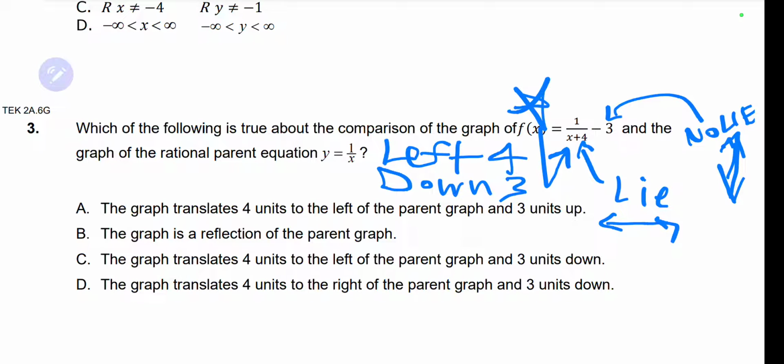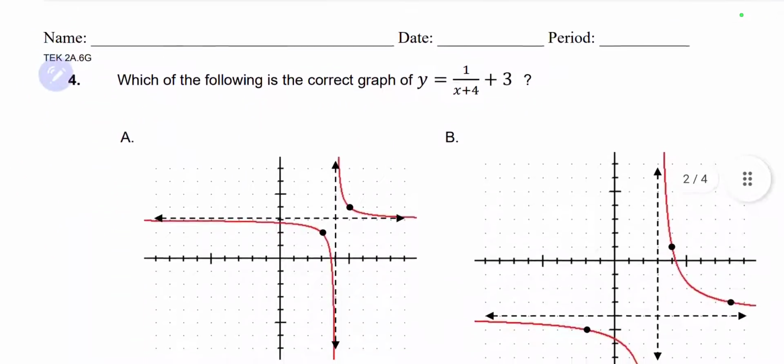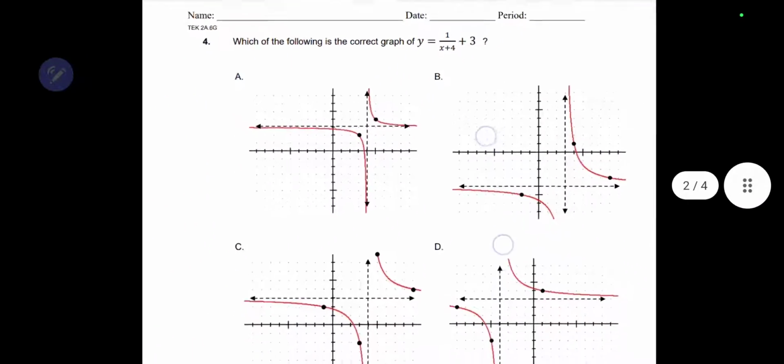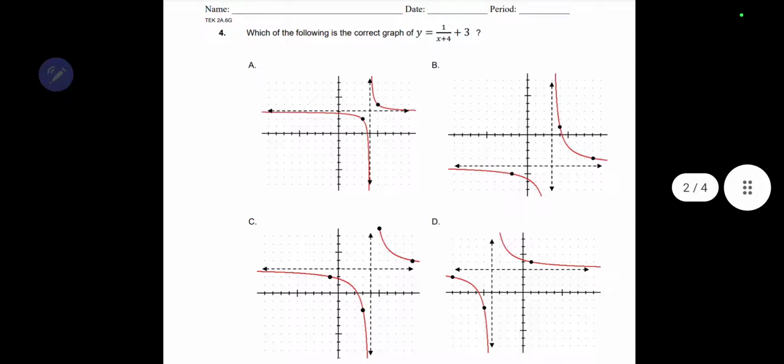So which answer says that it translates 4 units to the left? That would be A and C. And then 3 units down would be letter C. Okay, so please be careful. The number on the bottom is a lie. Number 4, which of the following best is the correct graph of this?